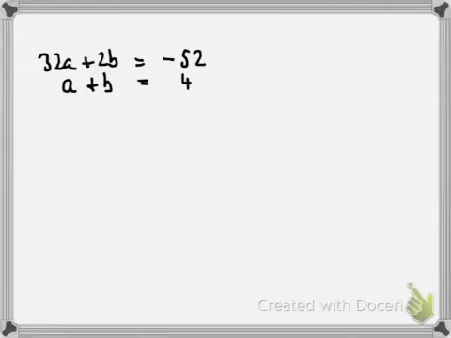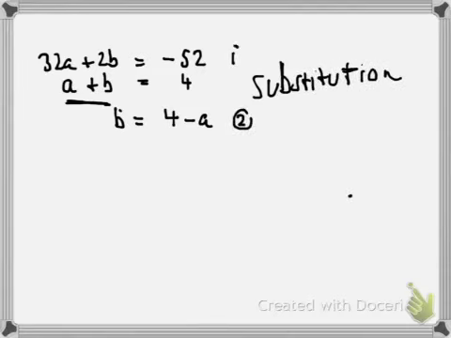Now, what I'm going to use here is a method called substitution. It's often a good method to use when you've got this sort of situation, with a plus b equals 4, because I can transform that equation and make it b equals 4 take a. This method's called substitution. Equation 1, we now substitute 2 into 1.